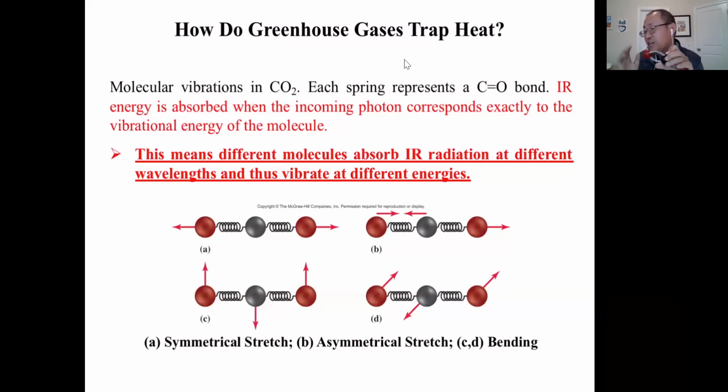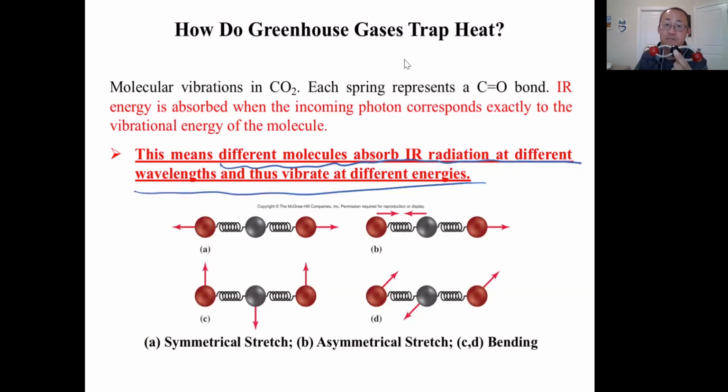So this means different molecules, because they have different geometry and different bonds, have different vibrational energies. Different molecules will therefore absorb IR radiation at different wavelengths and vibrate at different energies. For carbon dioxide, there are 4 types of vibrations.